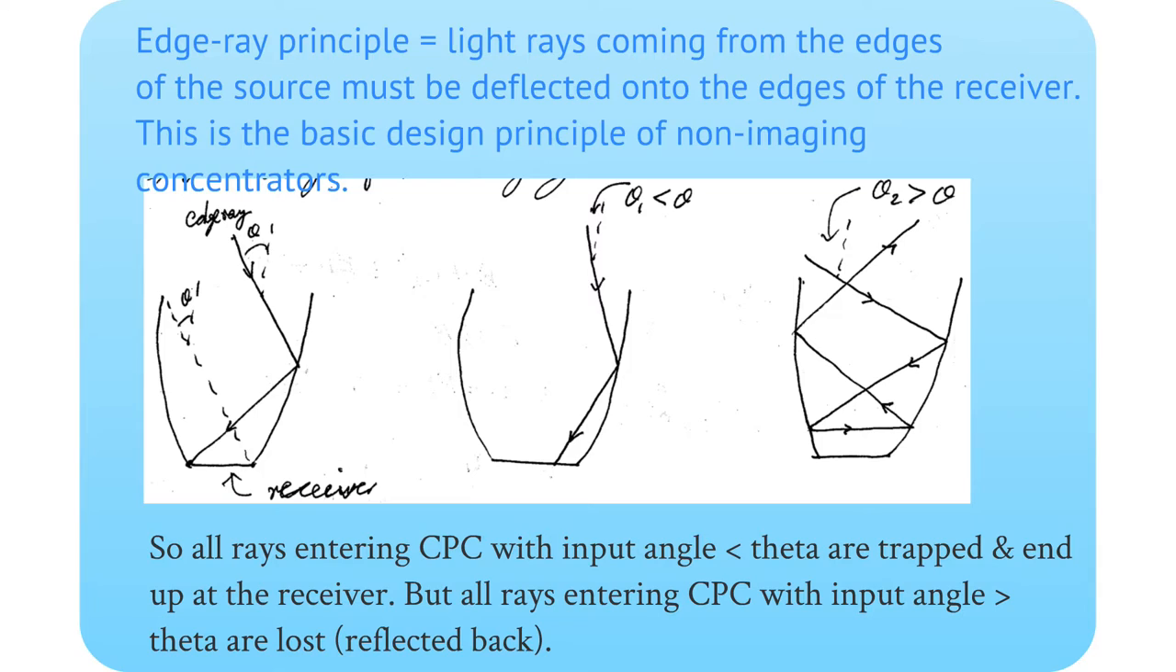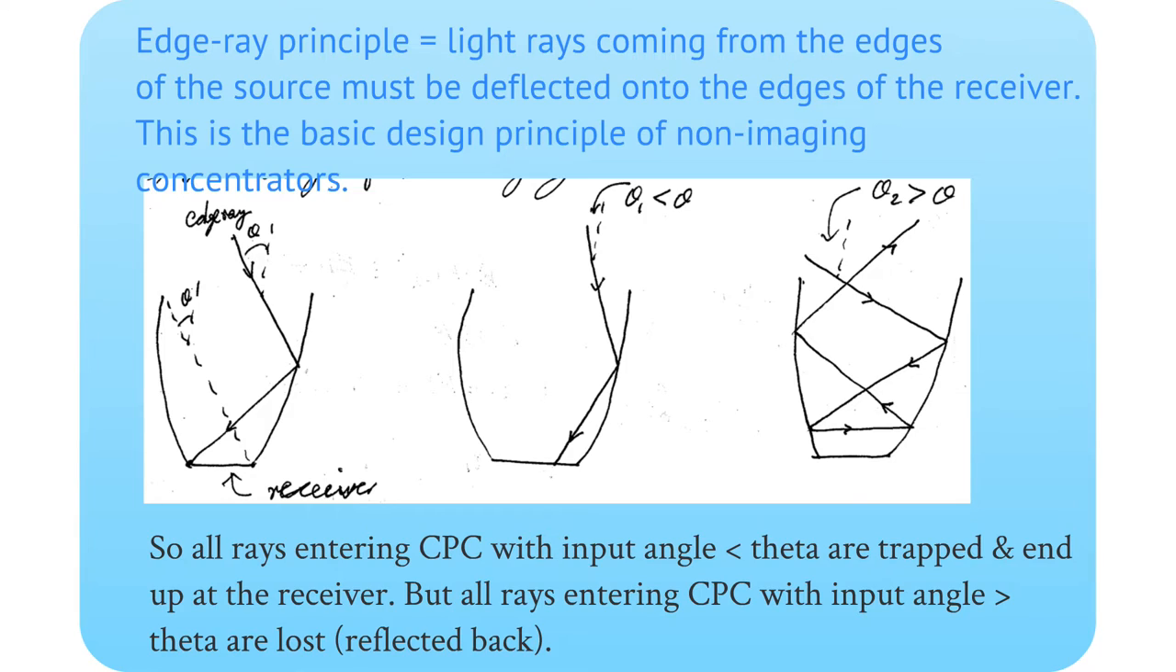Okay. So the last concept, again, just to drive home, is this idea of the edge ray principle. This is what we've been talking about in the whole class. But if you want to take that particular idea, just to codify it, the light rays coming from the edges of the source must be deflected, refracted, or reflected, or whatever, somehow bent onto the edges of the receiver. This is a basic design principle of non-imaging concentrators.